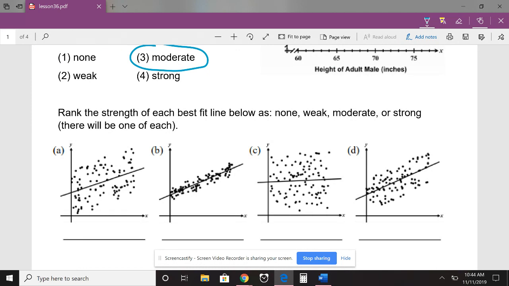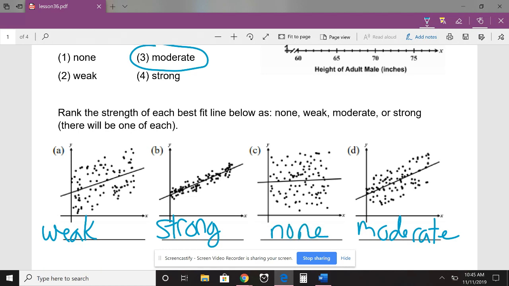So rank these scales as shown as none, weak, moderate, or strong. There will be one of each. Okay, so like I said before, the strongest correlation is going to have the dots closest to the line. So if we look at these, we see which one's the strongest. I would say B is definitely the strongest. The next strongest one would be D. The next strongest, which would be, I guess, weak here. And this one, you can't even tell what those dots are doing. So that would say no association.